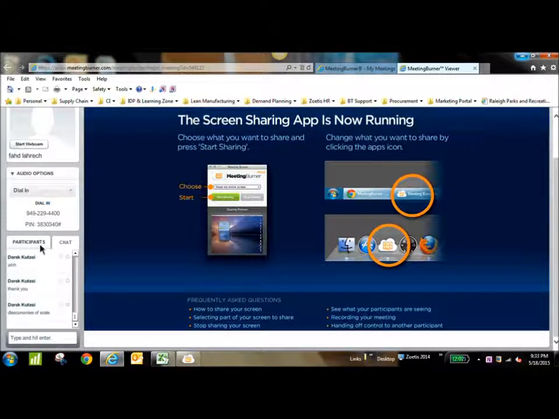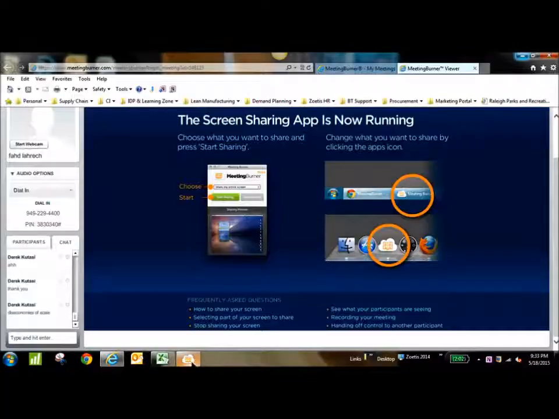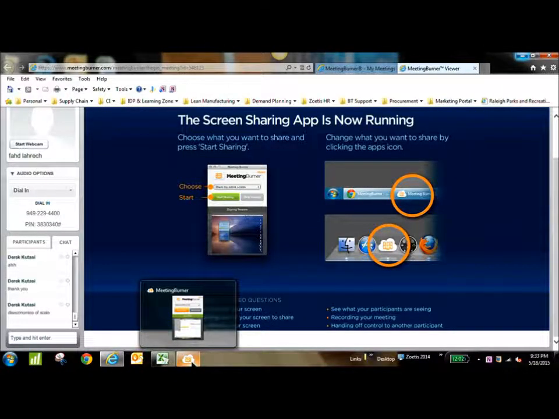Does anybody have any questions about 1.5? Does anybody have any questions about how to work with Solver? I did answer your question, Derek. That's good.